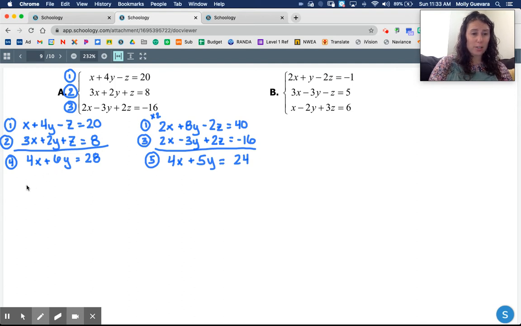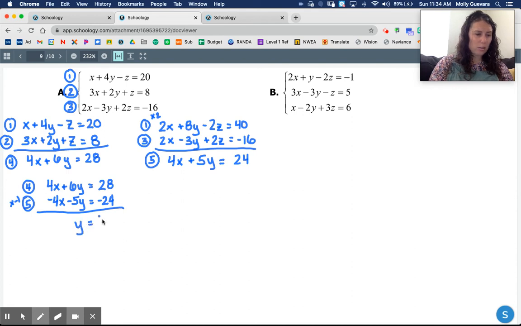So I'm going to take equation 4, which is 4x plus 6y equals 28. And then I'm going to take equation 5, but multiply it by -1. That gives me negative 4x minus 5y equals negative 24. You could have multiplied equation 4 by -1 instead, and it doesn't matter. I'm going to add these together. So the 4x's now eliminate, and I get y equals 4. So I have found one variable: y is 4.